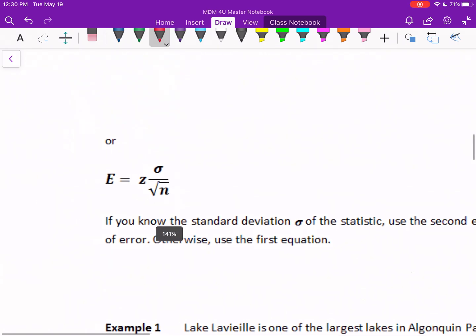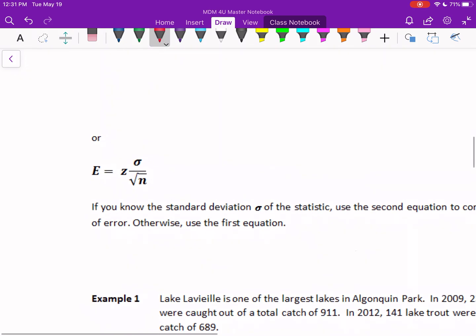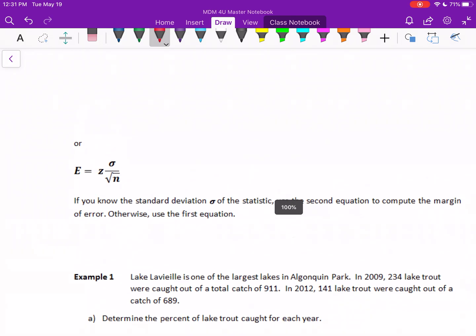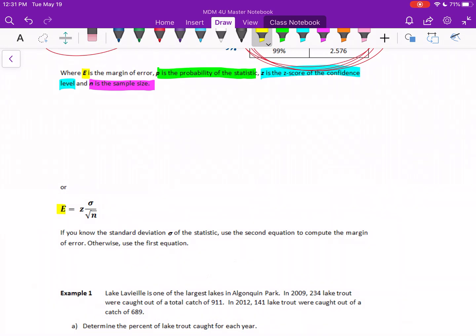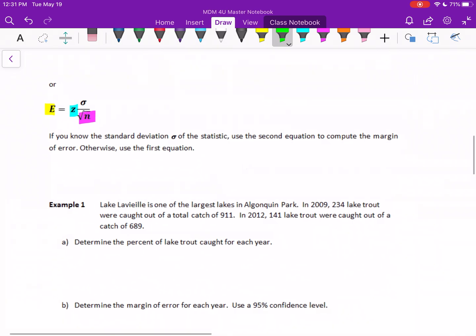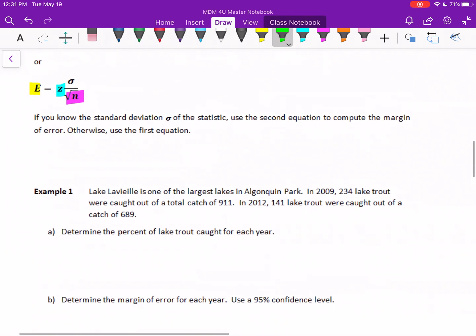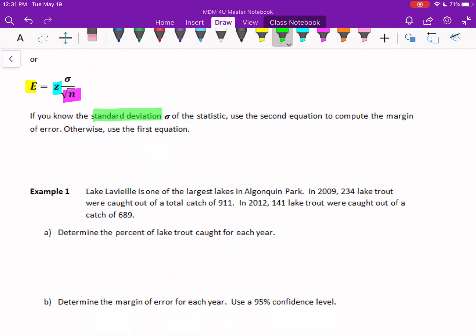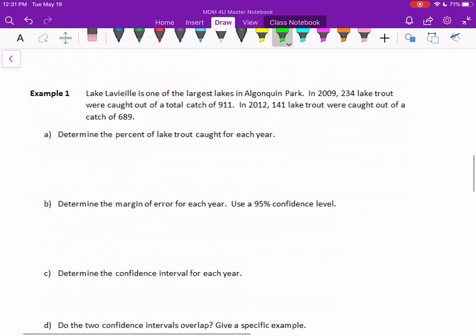The other formula is this one, E equals Z times sigma, which remember is just standard deviation, divided by the square root of n. So we already know what E is. That's the margin of error. We know what the z-score is. That was just from the confidence level, from the table. We do know that n is the sample size. We don't use p in this case, though. If we don't know what the probability of a statistic is, but we do know the standard deviation, then we use this formula. And we'll see examples of both of these.